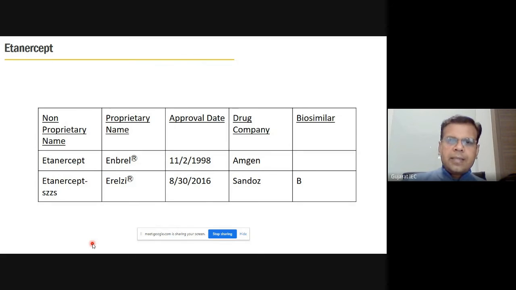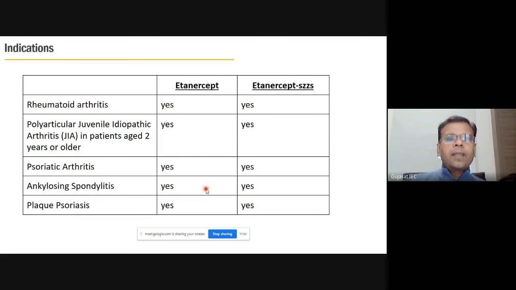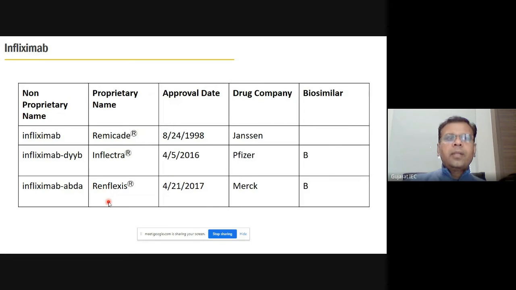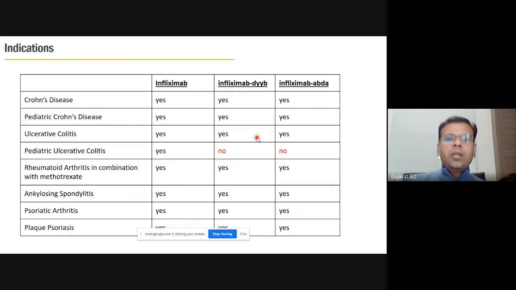It's the same case with etanercept, the innovator from Amgen, followed on by biologics from Sandoz. As you could see, it takes nearly 18 years to get into the market, 1998 and 2016. Here you get approval in all the indications: psoriatic, ankylosing, plaque psoriasis, all. Infliximab, as you could see, is the same, about 18 to 20 years to get into the market. Janssen was the innovator, Pfizer and Merck followed on. You get approval for almost all the indications except, say, pediatric ulcerative colitis.